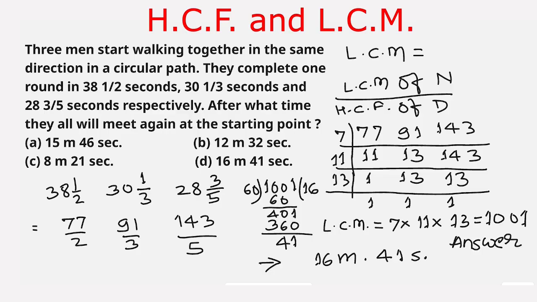And from the given options, our answer is option D, 16 minutes and 41 seconds. It means that the 3 men will meet again together at starting point after 16 minutes and 41 seconds.